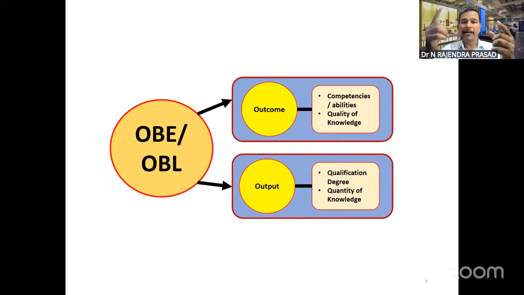Only when we understand the intended learning outcomes acquired by that particular student during the course of teaching in the classroom, during the course of the assessment, during the course of the evaluation. So that is the output. Outcome means, as I have already defined, it is the competency or the ability acquired by the candidate.